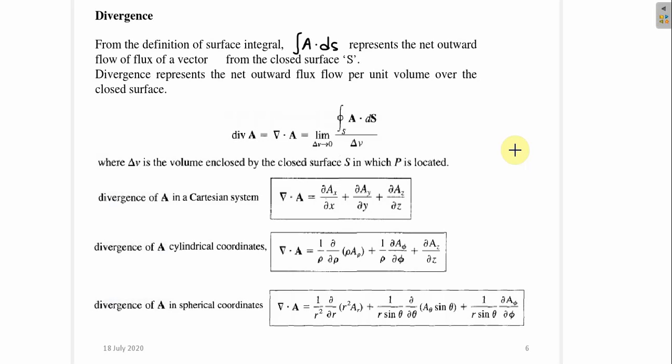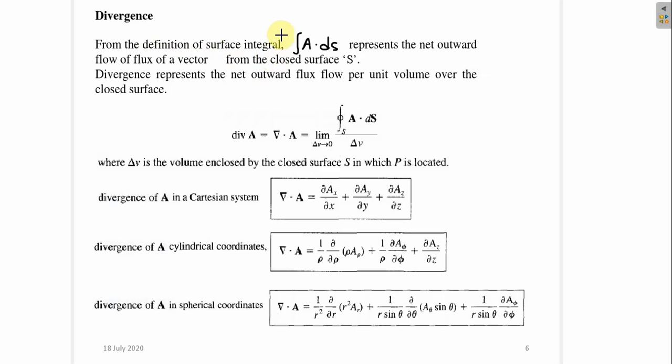Hello dear students, in the last class we had discussed the gradient of a scalar field, and today we shall discuss the divergence and curl. As the gradient is the operation performed on the scalar field, divergence is the operation performed on the vector field. Divergence and curl both. One by one we shall discuss.